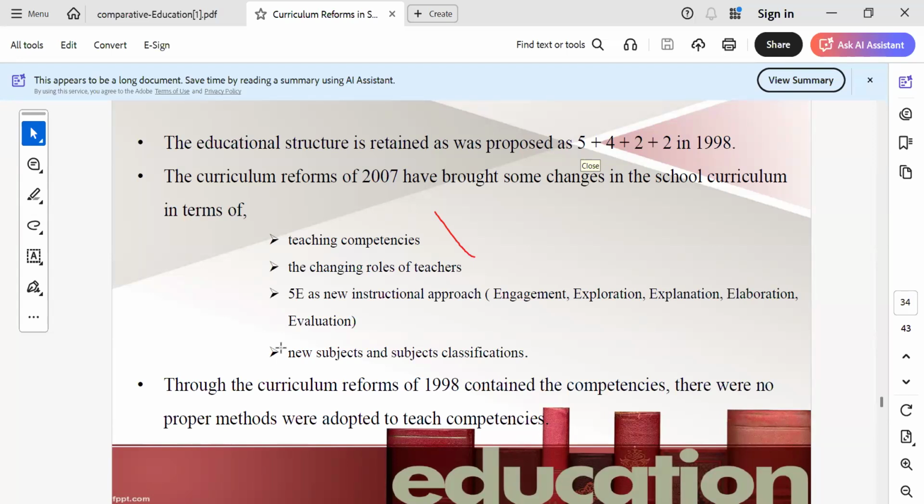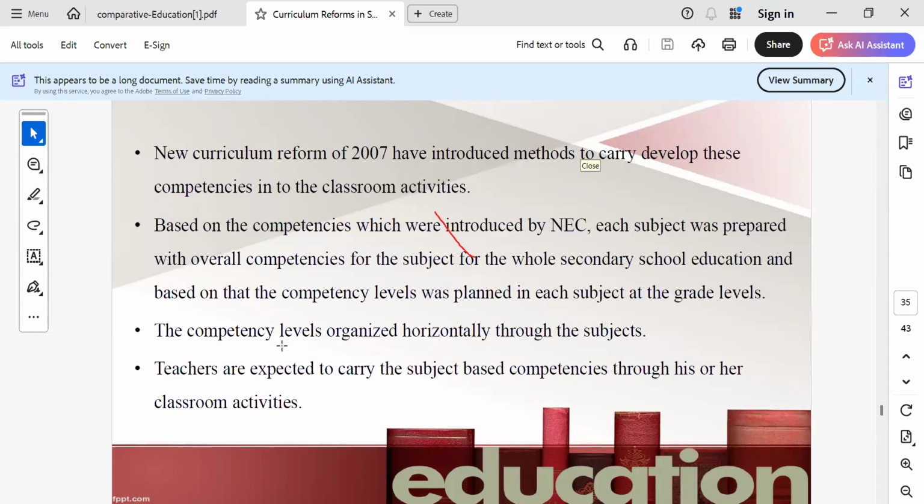New subjects and subject classification. Through the curriculum reforms of 1998, the competencies were contained, but proper methods were not adopted to teach competencies. The new curriculum reform of 2007 introduced methods to develop these competencies into classroom activities. Based on the competencies introduced by NEC, each subject was prepared with overall competencies for the whole secondary school education and based on the competency level. Competency level, objective, outcome, right? Those things are a little bit similar. That means what is our expectation of doing a lesson? What are we expecting from the students? What behavioral change do we have to make, right?